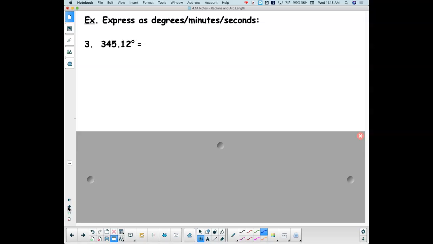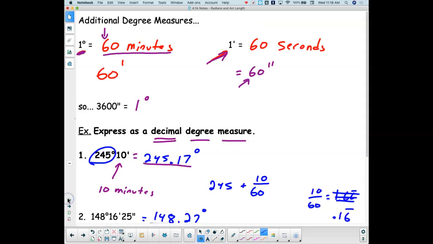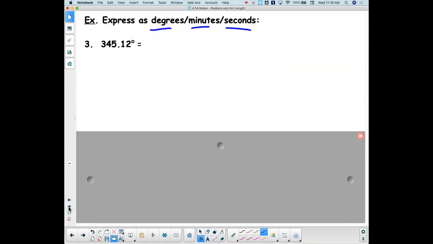All right, fantastic. Now we're going to go the other way. We're going to express as degrees, minutes, seconds, so we're going to go the opposite. Now I give you a degree, and I want to go to degrees, minutes, seconds. So I want my answer to look something like the last one, where I have degrees, minutes, and maybe seconds.